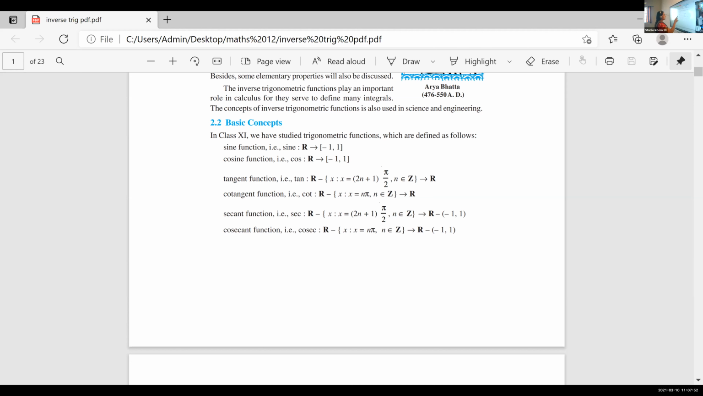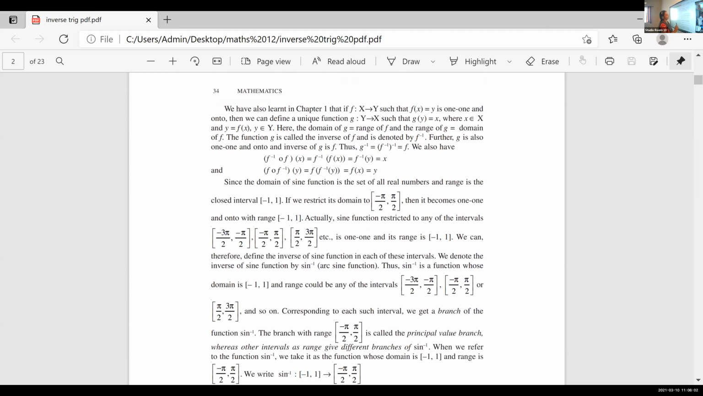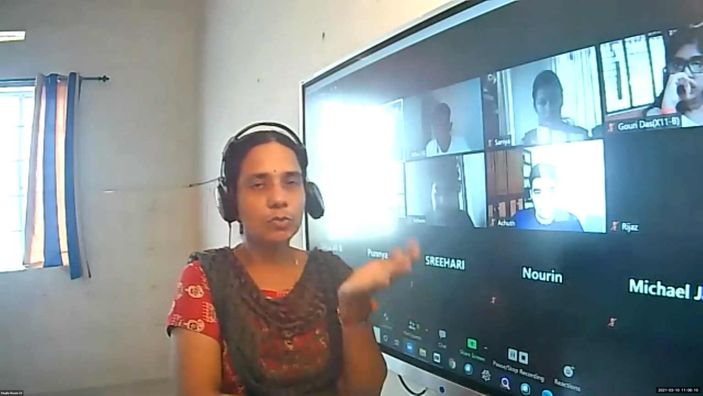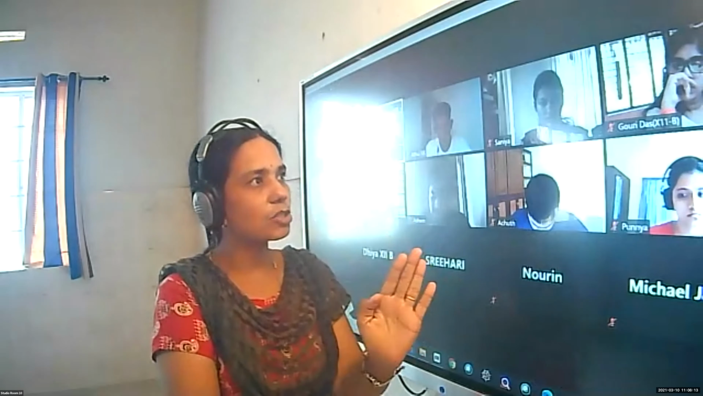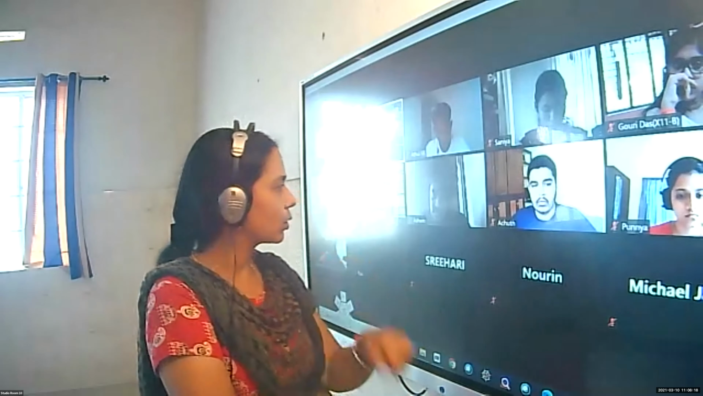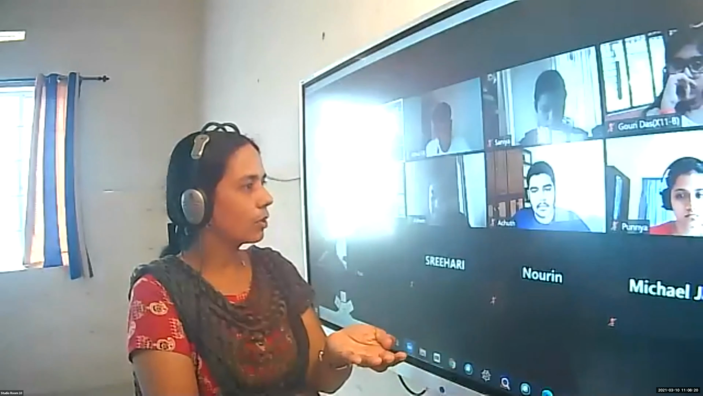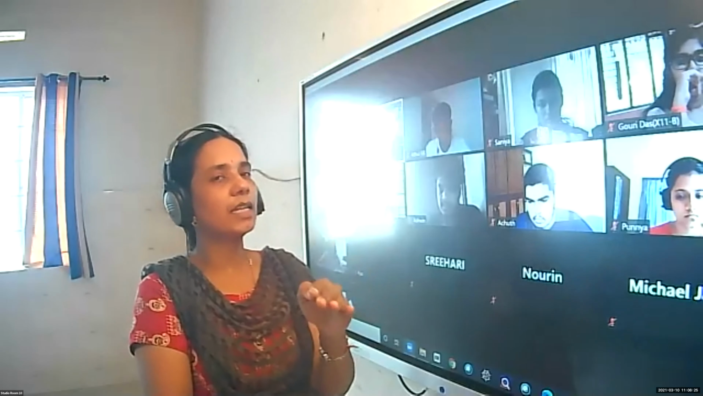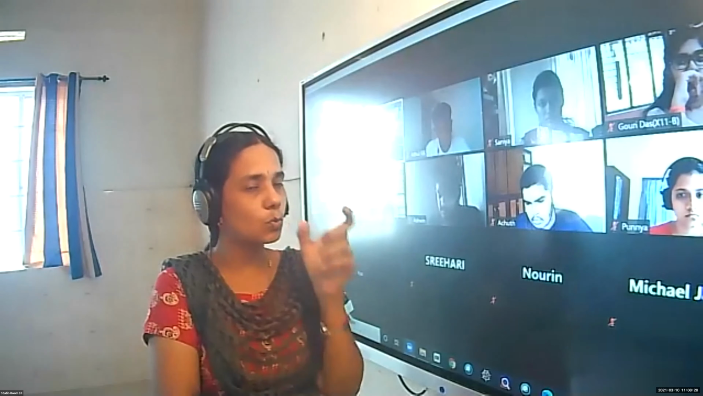If you take this as a function, sine is a function from R to the closed interval -1 to 1. Now suppose we want to define the inverse of sine. We want to define inverse functions. I want to define sine inverse. Suppose we want to define the inverse of a function, that function must be one-one and onto. If it is one-one and onto only, we will be able to find the inverse. So in order to define the inverse, we are going to select only those values.